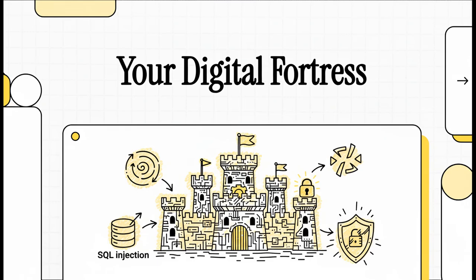Okay, let's talk about the invisible battlegrounds of the internet. Because every time you log into an app, or you buy something, or you post something online, you're stepping into what's basically a digital fortress. A fortress that's built to protect your data. But, just like any fortress, it's got weaknesses.